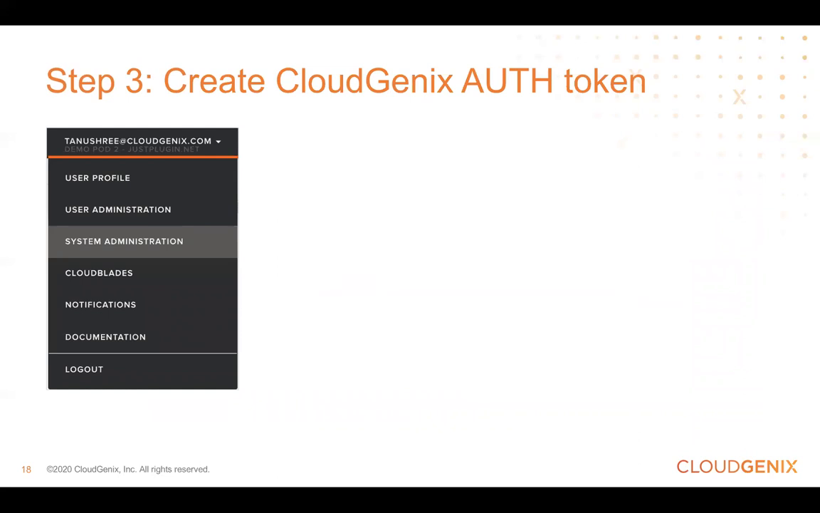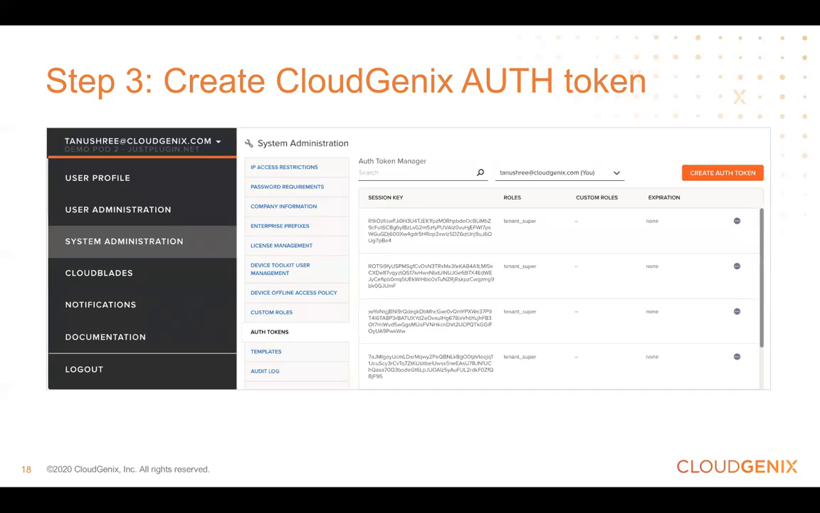Step 3, now we have to make sure you have an authenticated way to access the CloudGenix network, CloudGenix resources. So we're going to create an auth token. So you log into the CloudGenix controller and then click on System Administration. Once you click on System Admin, go to auth token, and then click on Create Auth Token.